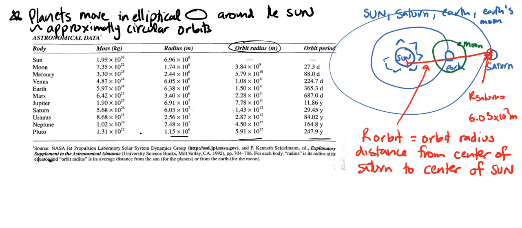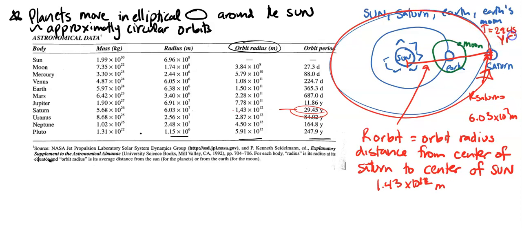Cool. So this orbit radius right here, so we have sun and Saturn. What is this? It is 1.43 times 10 to the 12th. Cool. That makes sense looking at our picture. This is 10 to the 12th for the orbit radius, while the radius of Saturn is a lot smaller than that. Now for Saturn, let's also look at the period. The period's 29.45 years. So that means it takes 29.45 years to go once around the sun. I didn't even draw it on the orbit. So it takes a long time for Saturn to go around the sun.